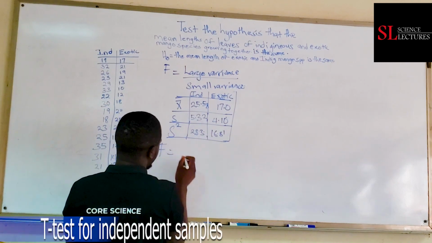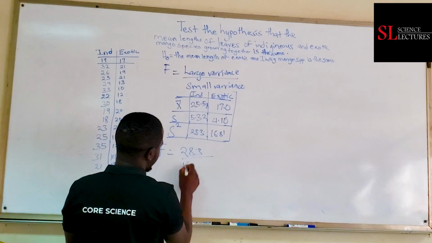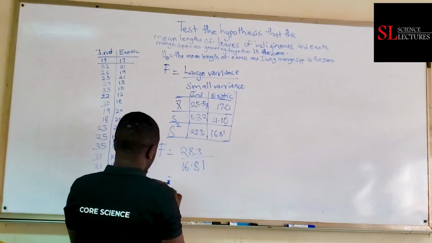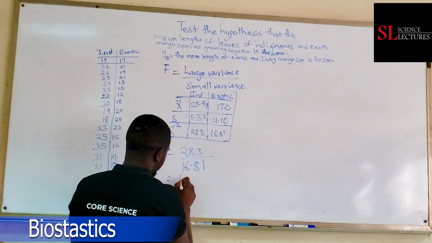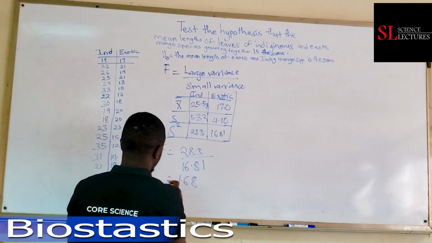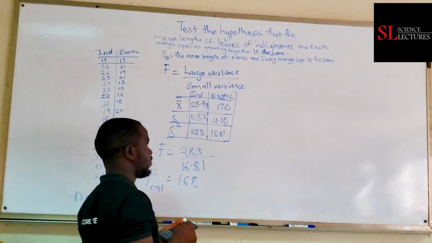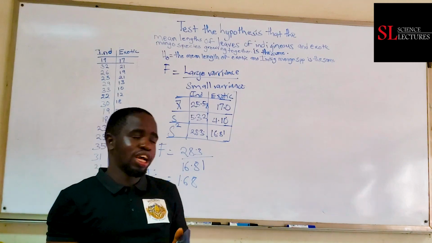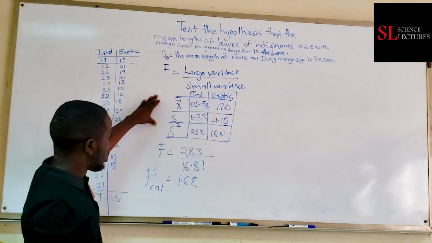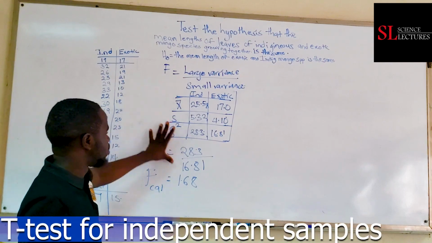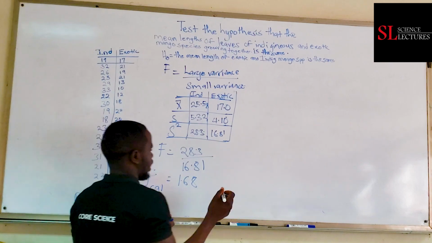So F is equal to 28.3, which is our larger variance, divided by 16.81. Let me see, 28.3 divided by the answer, I get 1.68, which is my F cal. So as we said earlier, this F test is used to test for normality of data or homogeneity of variances. So you need to also obtain the F tab.